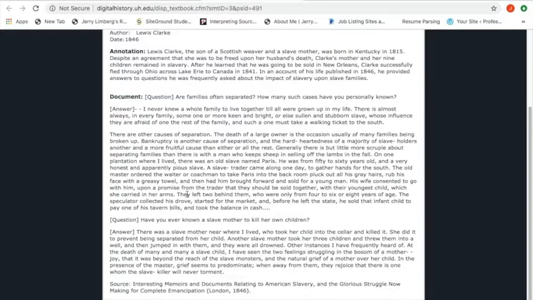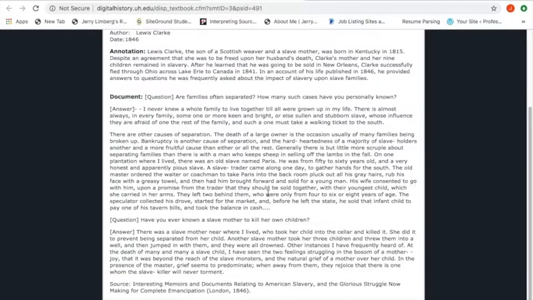Generally, there is but little more scruple about separating families than there is with a man who keeps sheep and selling off the lambs in the fall. On one plantation where I lived, there was an old slave named Paris. He was from 50 to 60 years old and a very honest and apparently pious slave. A slave trader came along one day, and wanted hands for the South. The old master ordered the waiter or coachman to take Paris into the back room, pluck out all his gray hairs, rub his face with a greasy towel, then had him brought forward and sold for a young man.